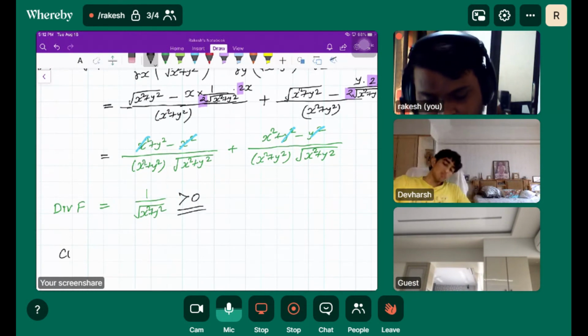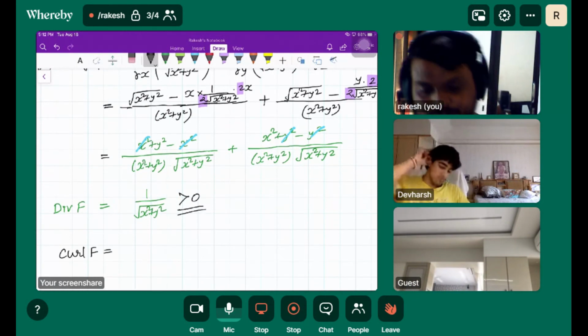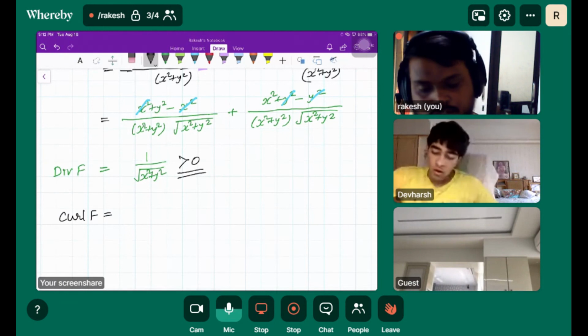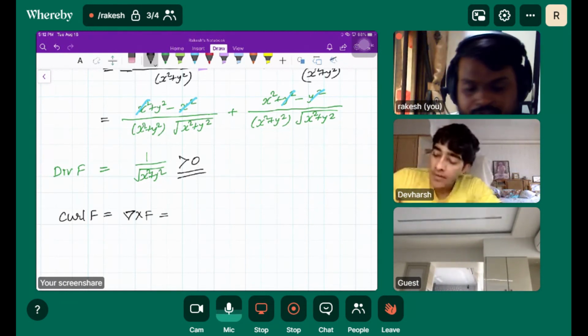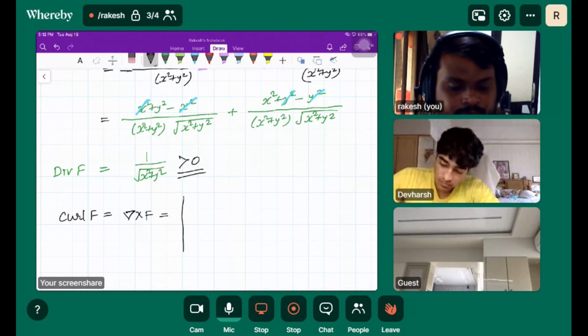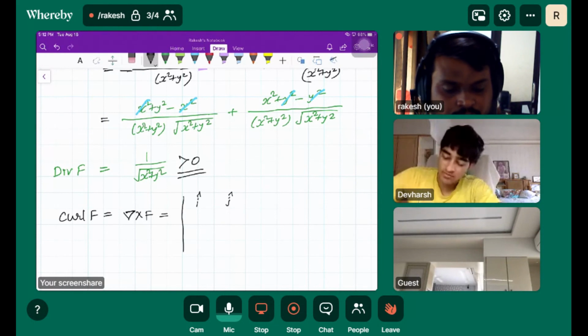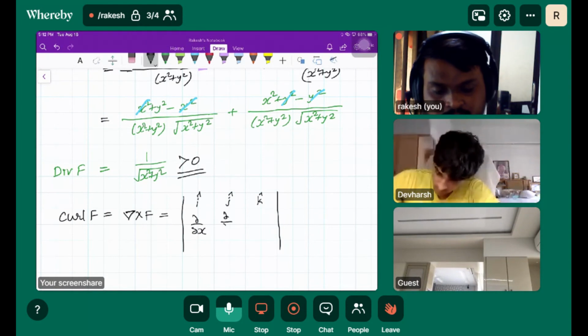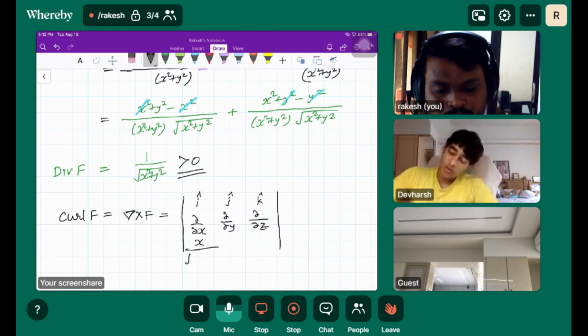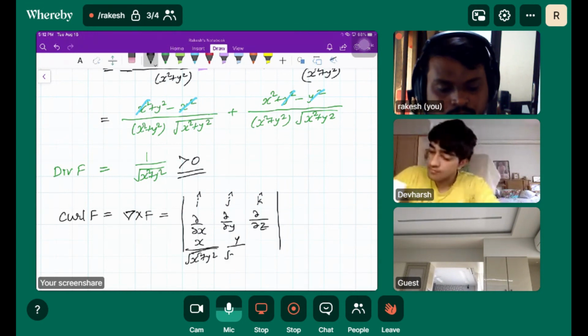Now we'll find out curl of f. So that's the cross product. Have you already figured out curl of f, Dev? No, sir. Okay, do that. i j k, del upon del x, del upon del y, del upon del z, x upon root x square plus y square, y upon root x square plus y square, 0.